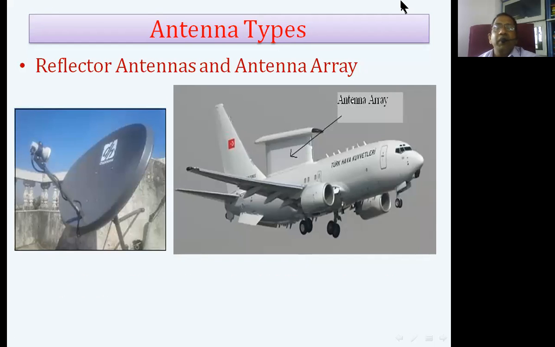In practical applications, we normally prefer these antenna arrays, especially for transmitting signals to the satellite or receiving signals from the satellite, and in aircraft applications. All these things, we normally prefer the antenna array.